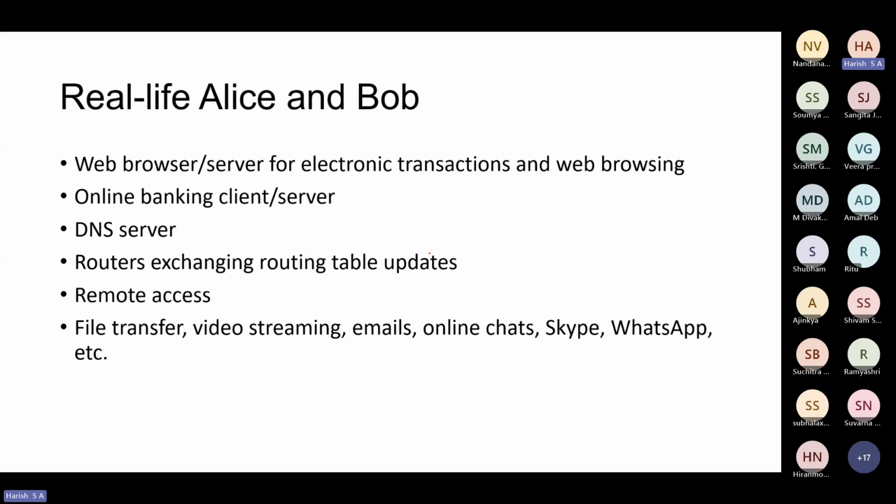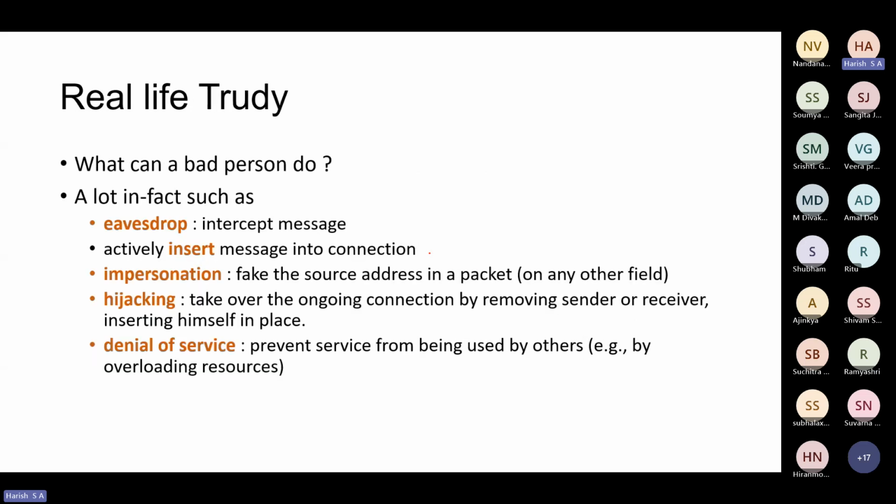We did see this, so let's not take it again. What all can Trudy, the man in the middle, do? You can eavesdrop, you can insert messages into the connection, you can impersonate, you can hijack the conversation by inserting your own messages, and you can completely stop messages from going from Alice to Bob. This is also possible, and that is a denial of service.